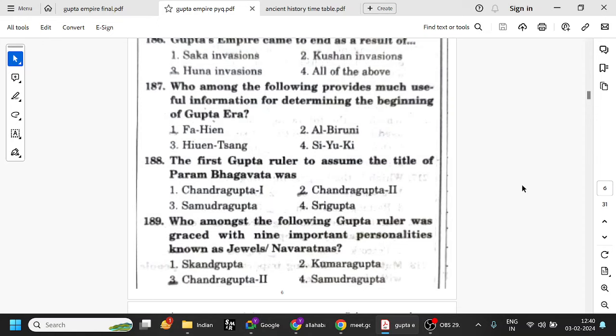So we have seen Fa-Hien visited during Chandragupta II, and the book he wrote is Fo-kuo-ki. And Hiuen Tsang is during the period of Harshavardhana, and the book he wrote is Si-Yu-Ki. Al-Biruni is also very important.